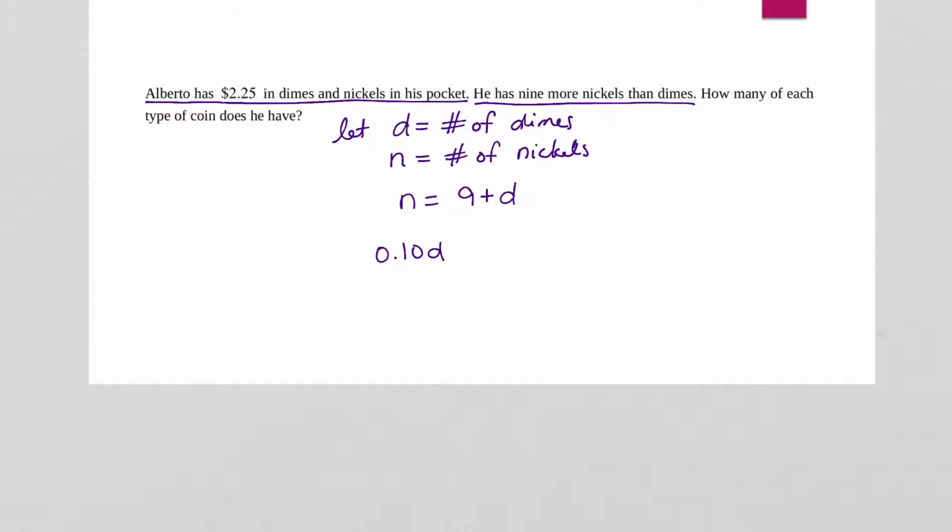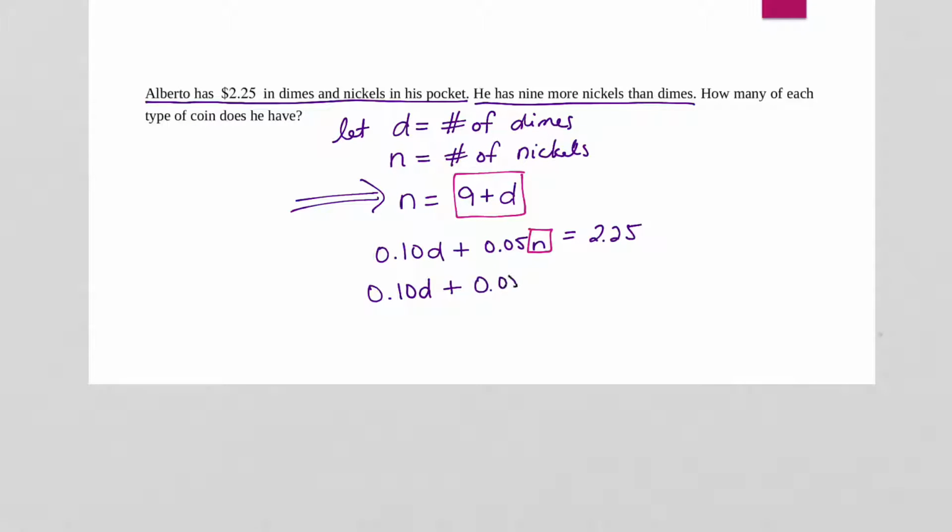So I know that he has 10 cents times the number of dimes plus 5 cents times the number of nickels, and that equals $2.25. But look at this statement right here. It says that our N is equal to 9 plus D. So guess what I can do? I can take this information right here and put it in for that N right there. So that means my new statement will be, and instead of N, I'm going to put 9 plus D.